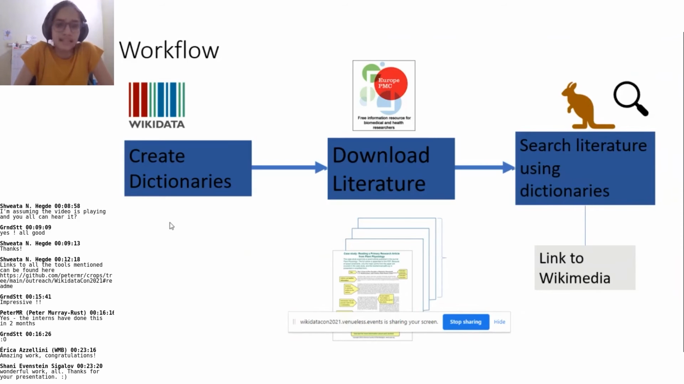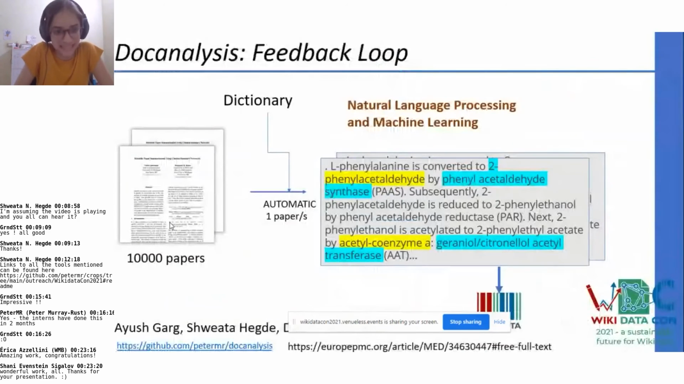So taking this a little further, we've also been able to use these dictionaries to get specific sections of the paper, and then from those sections of the paper, by using natural language processing and machine learning, tease out some terms which weren't present in Wikidata. So what we can then do is take these terms in bulk and put them back to Wikidata, thereby building a feedback loop.